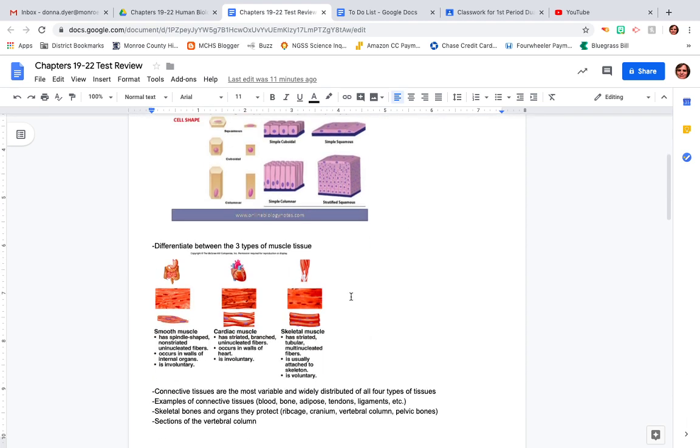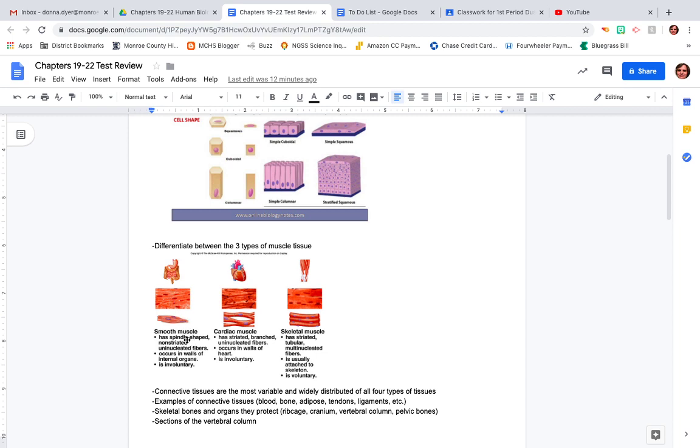Moving on, the 3 types of muscle tissue that we talked about were smooth, cardiac, and skeletal. You need to know differences between these 3 types of muscle tissue. So, for example, smooth muscle cells are the smallest of the 3, while skeletal muscle cells are the largest of the 3. Both smooth and cardiac are involuntary, meaning you do not have conscious control over them. Skeletal muscle is voluntary, meaning that you have conscious control over it. Smooth muscle has one nucleus. Each cell has one nucleus. It has no striations, whereas cardiac muscle and skeletal muscle both have striations.